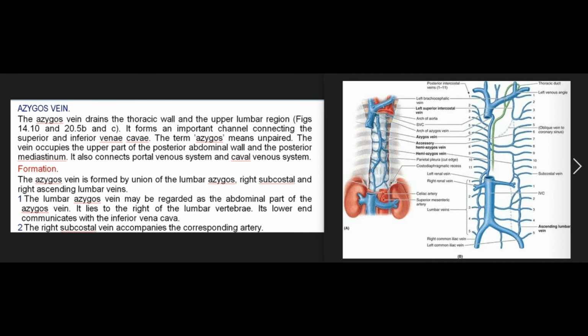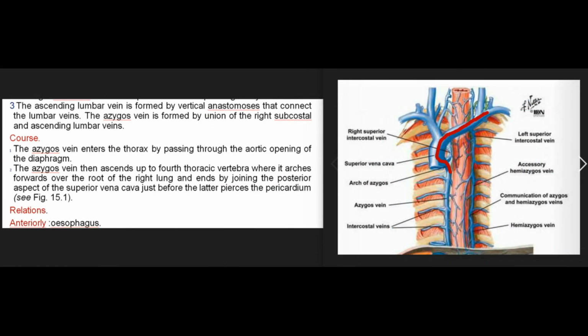Formation. The azygos vein is formed by union of the lumbar azygos, right subcostal, and right ascending lumbar veins. 1. The lumbar azygos vein may be regarded as the abdominal part of the azygos vein. It lies to the right of the lumbar vertebrae. Its lower end communicates with the inferior vena cava. 2. The right subcostal vein accompanies the corresponding artery. 3. The ascending lumbar vein is formed by vertical anastomoses that connect the lumbar veins. The azygos vein is formed by union of the right subcostal and ascending lumbar veins.